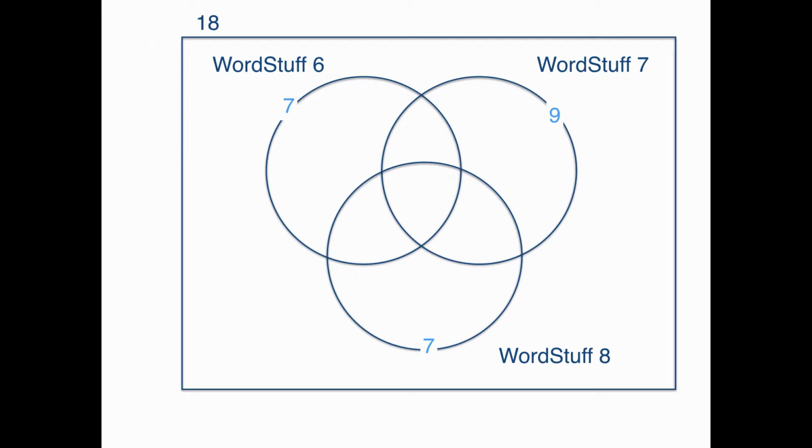Now, using the figures provided, let's see what we know. There is one contractor who owns all 3 versions, so they are in the intersection of all 3 sets. No contractor has WordStuff 6 and 7, but not 8. Notice that the words, but not 8, help us clarify precisely where to write 0. One contractor has version 6 and 8, but not 7, so they go here.